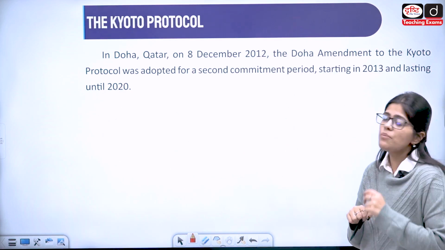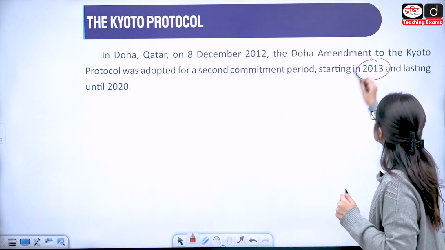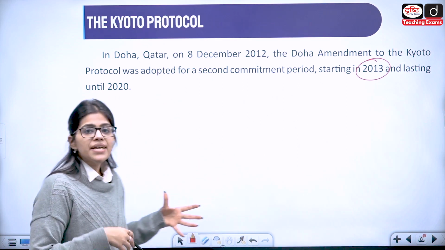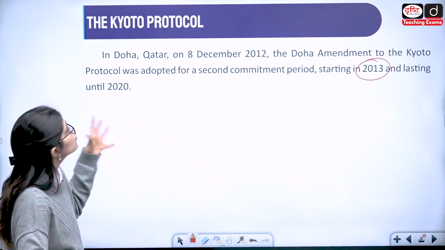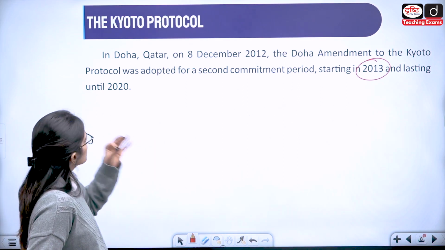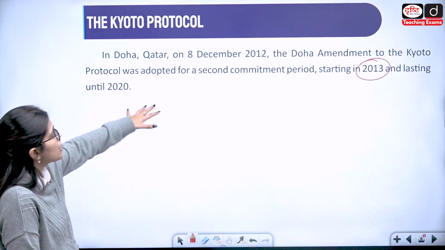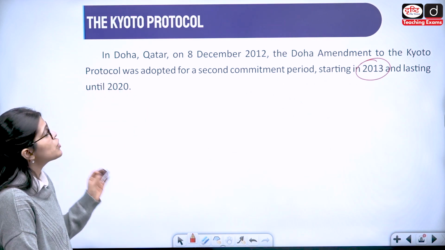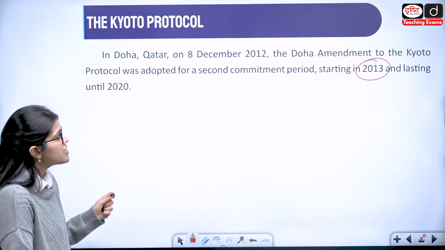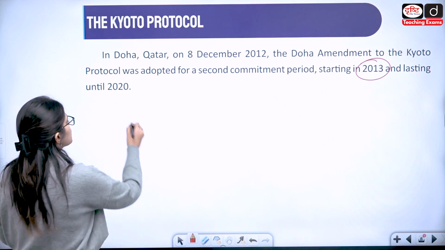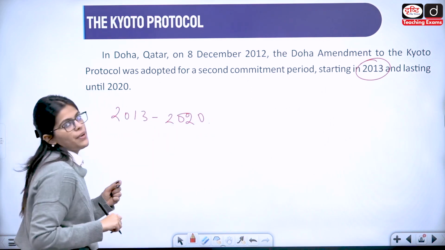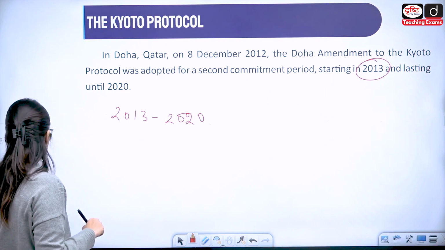Then we have the second commitment period. It starts from 2013 and is going to last till 2020. As I told you, they are going to meet again in Doha. So it is called the Doha Amendment. The Doha Amendment is to the protocol called the Kyoto Protocol only. So in Doha, Qatar, on 8th December 2012, the Doha Amendment to the Kyoto Protocol was adopted. It was the second commitment period that is going to start from 2013 and go till 2020. This is the second commitment period.